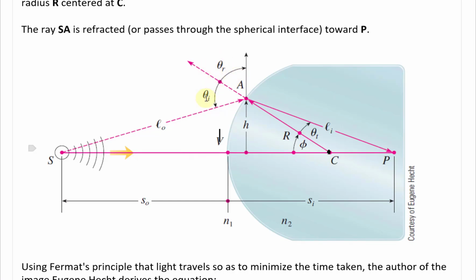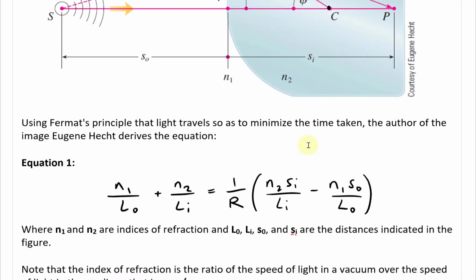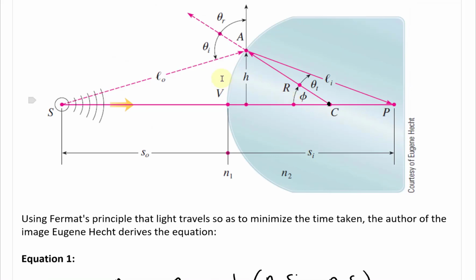So yeah, that's theta r. This one's theta i. This is theta t, like that. But the only one we're actually interested in is this one, phi. So that's the one we're interested in, phi, right here between S, A, and C. So we can use, yeah, we can get this one over there. If we know that, then we can solve for the lengths.